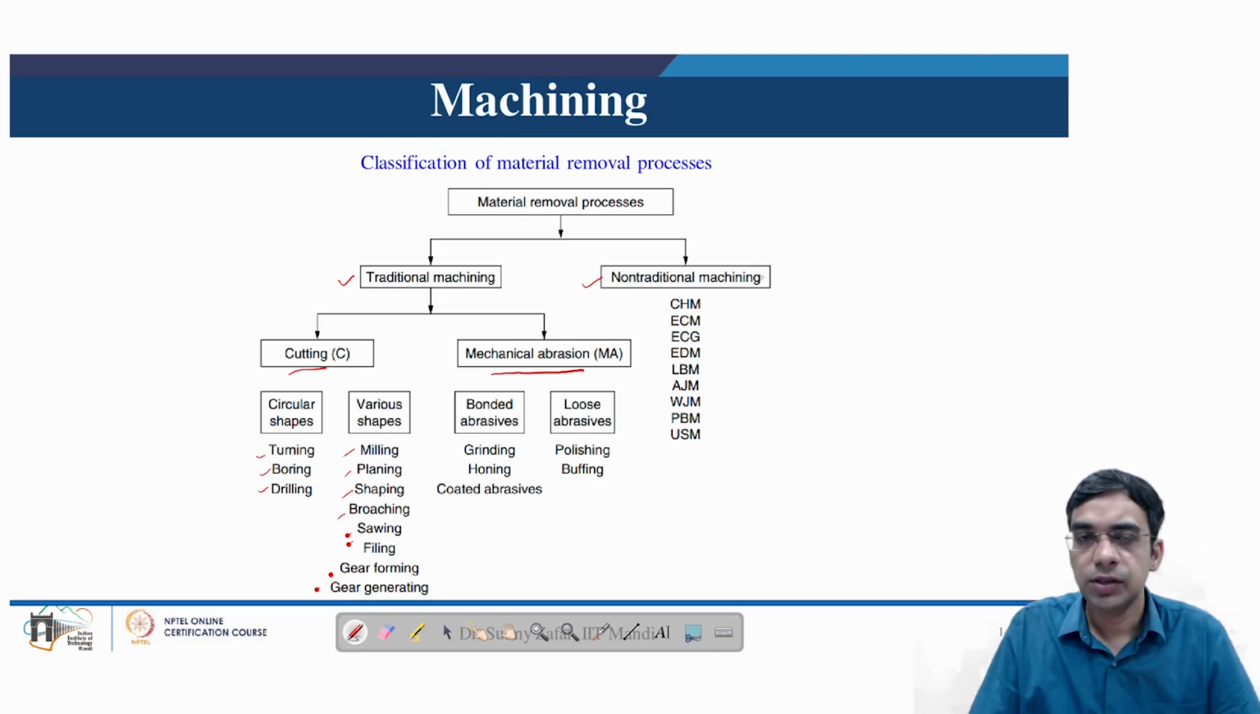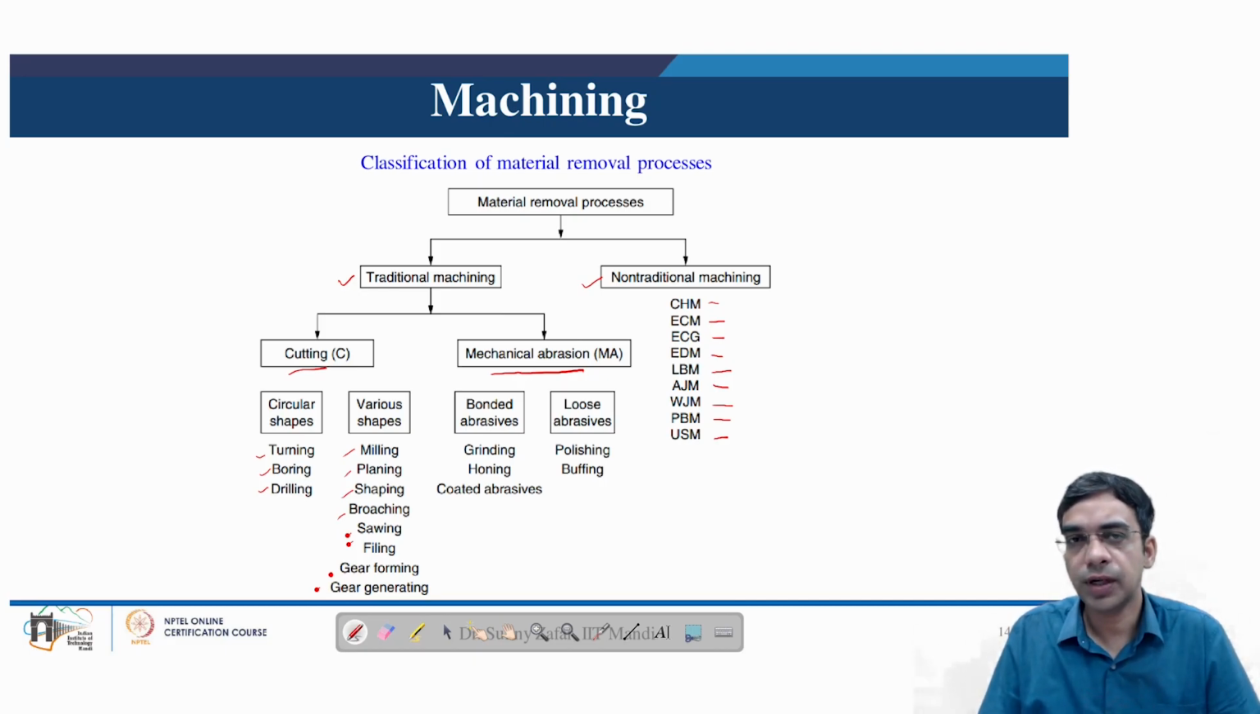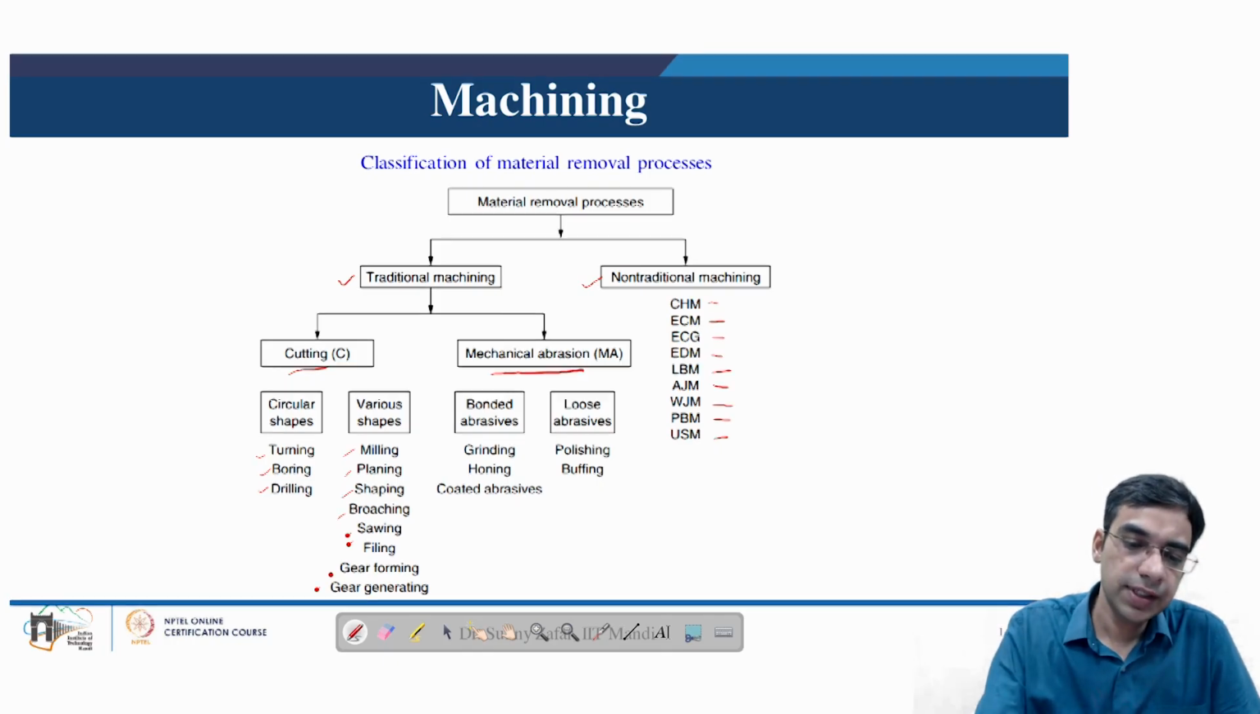In non-traditional machining, energy in some other form, like the use of abrasives, temperature, plasma, laser, electron beam, etc., is utilized to again remove material. In this case, we have various processes listed here, which include chemical machining, electrochemical machining, electrochemical grinding, electric discharge machining, laser beam machining, abrasive jet machining, water jet machining, plasma beam machining, and ultrasonic machining. So we can see that there is a wide variety of machining processes, but the question arises, which machining processes will be used for gas turbine blades and why? So we will see this now.